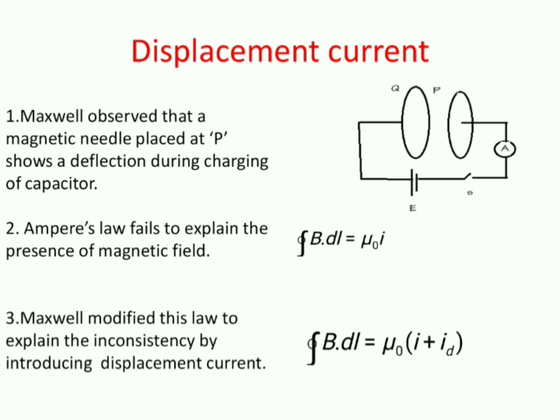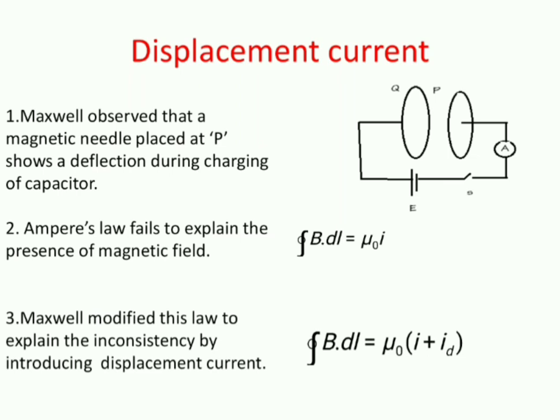So Maxwell has explained this inconsistency, explaining that there is a current even between the plates of a capacitor in the absence of a conduction wire. And this current he named it as the displacement current. Then the question comes, what is the source of this displacement current? He proved that the changing electric flux can also produce a current, and this current he named it as displacement current. So due to this displacement current, he has modified Ampere's law.